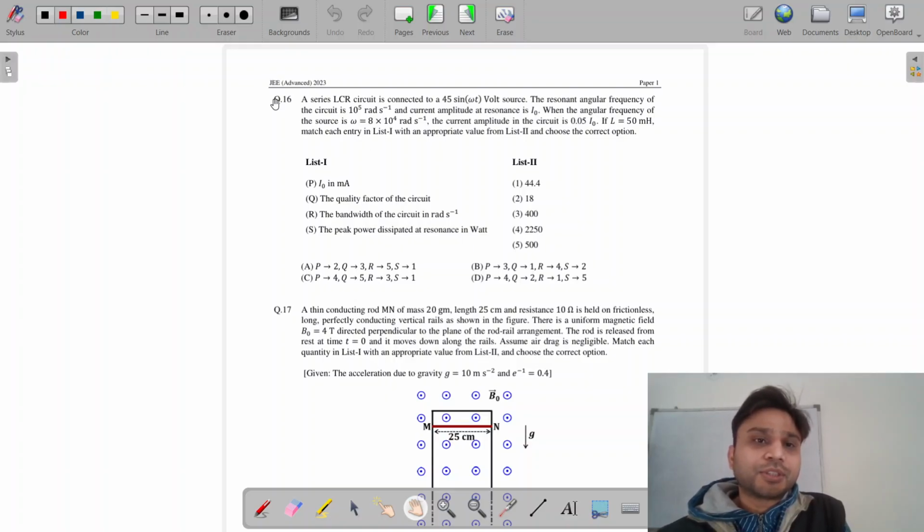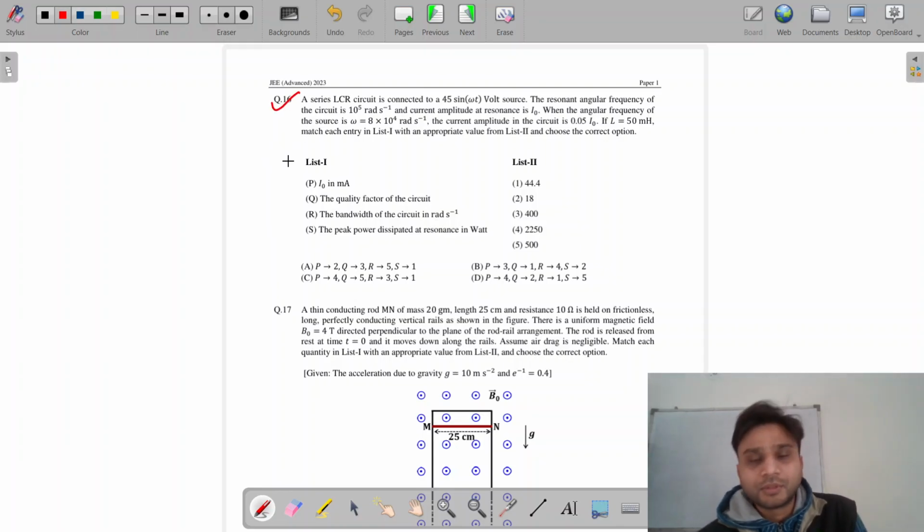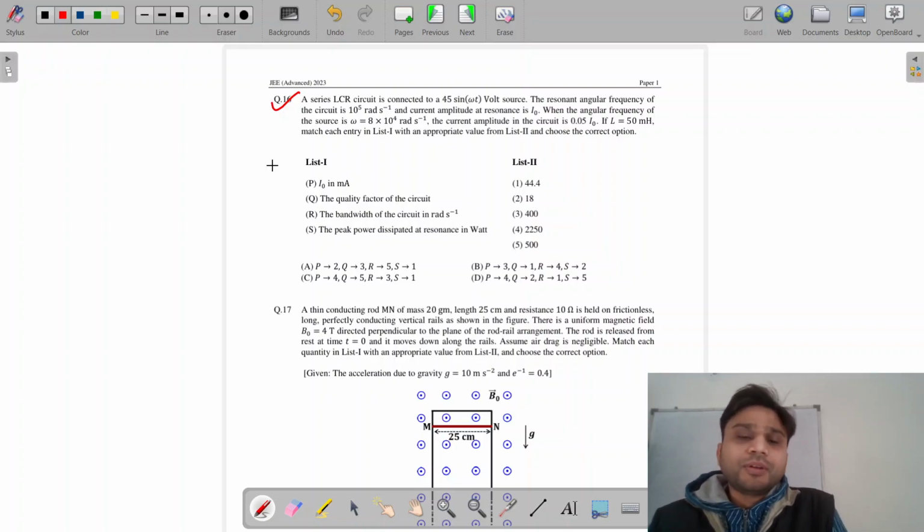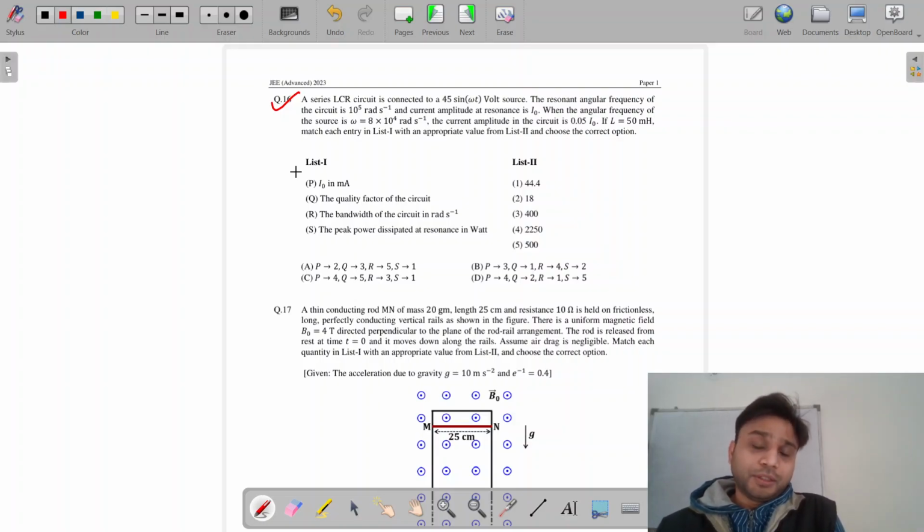We are going to discuss question 16 which came in the JEE Advanced 2023 examination. The question is for an LCR circuit, and the setup of this question is particularly interesting, which I want to focus on. We are given the voltage of the system, that is 45 sin omega t. This is the voltage source.